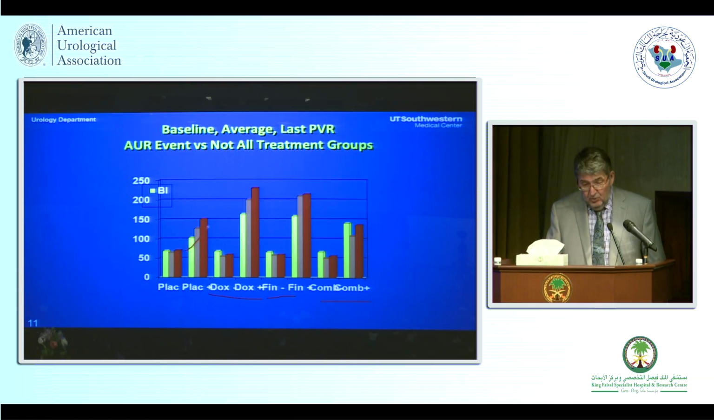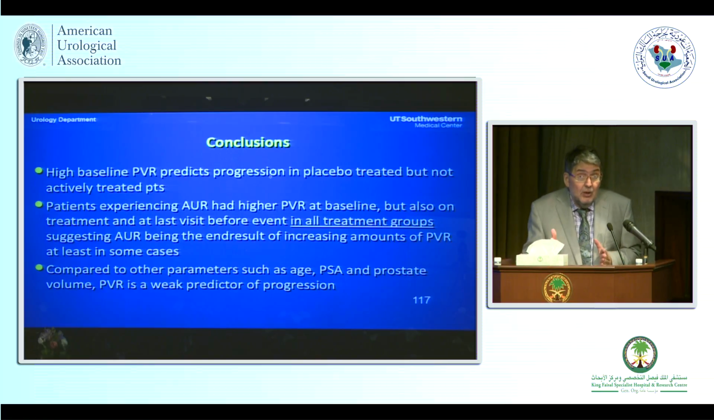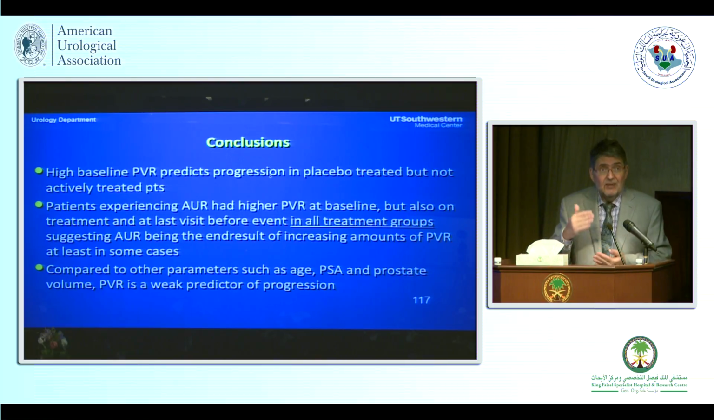Please look in the placebo group and in the doxazosin group. Baseline, average, and last recorded PVR. So we can say that in the MTOP study, which is the longest and largest numerically group of patients that had quarterly PVR measurements by the nurses in the study visit, high baseline PVR predicts progression in the placebo group. The patients who experienced retention had higher residuals at baseline and at the last visit before, suggesting that retention is the end result of increasing amounts of PVR. But it's overall not a strong predictor of this progression.